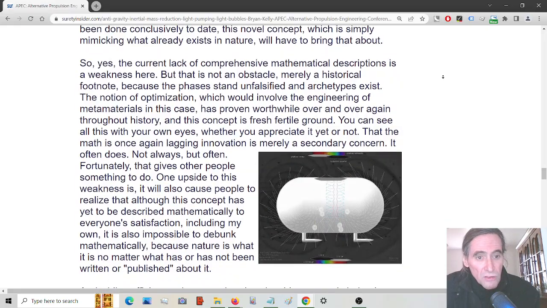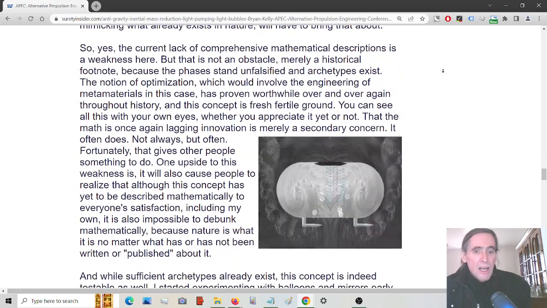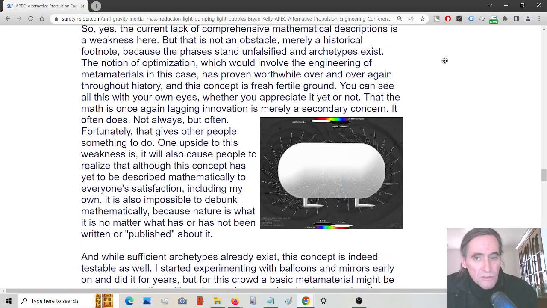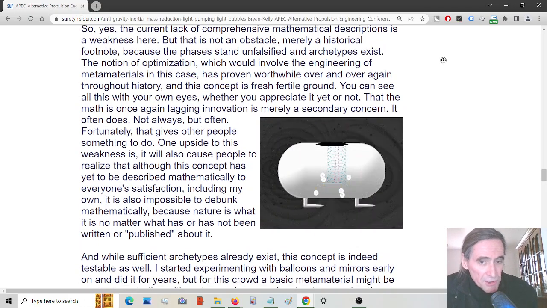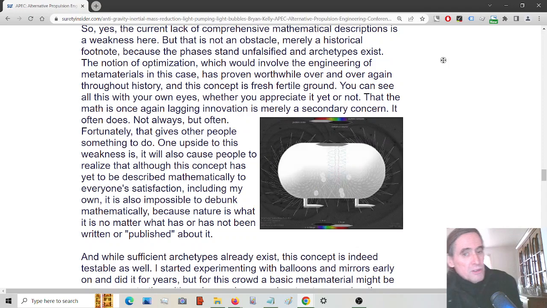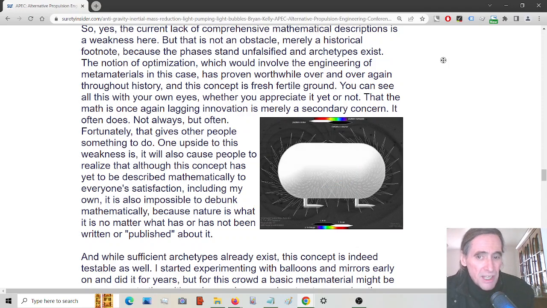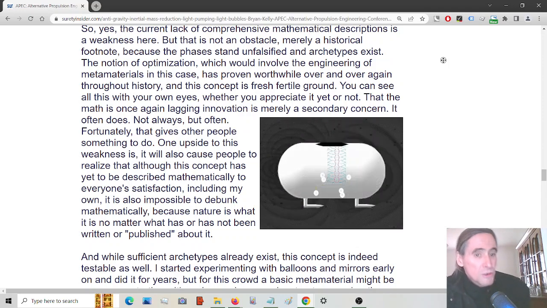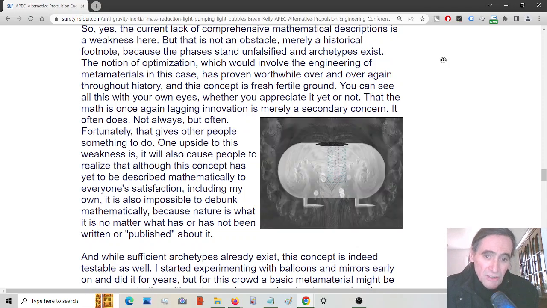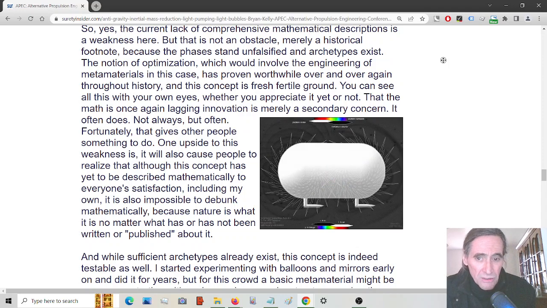So yes, the current lack of comprehensive mathematical descriptions is a weakness here. But that is not an obstacle, merely a historical footnote, because the phases stand unfalsified and archetypes exist. The notion of optimization, which would involve the engineering of metamaterials in this case, has proven worthwhile over and over again throughout history, and this concept is fresh, fertile ground.